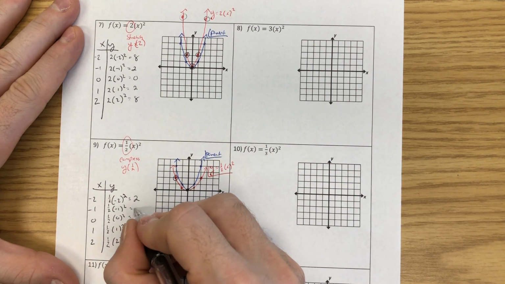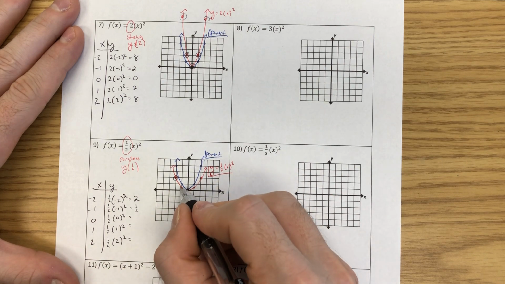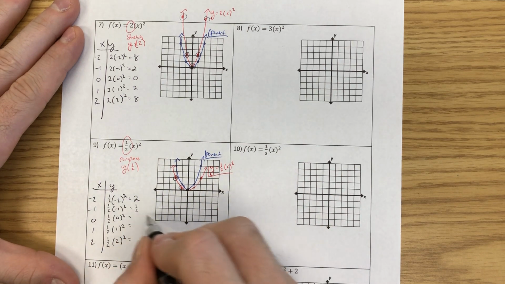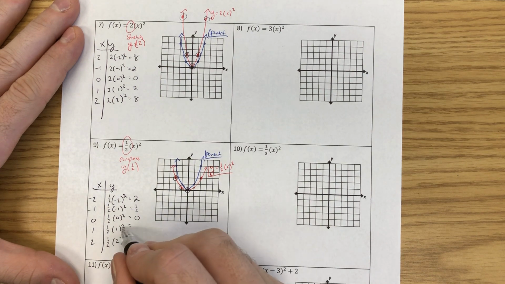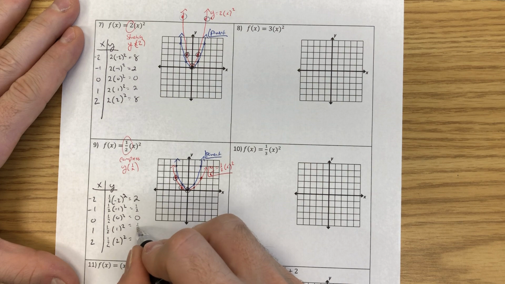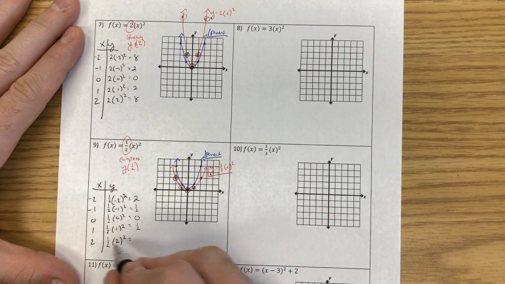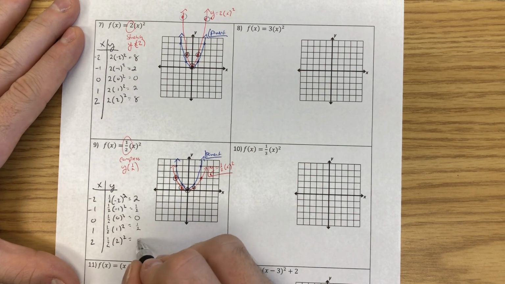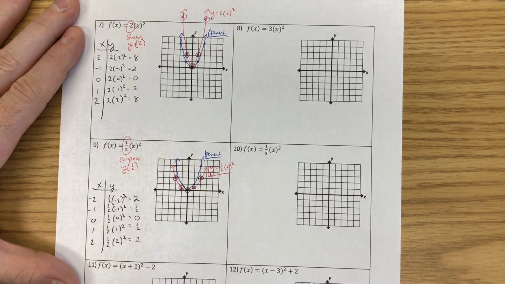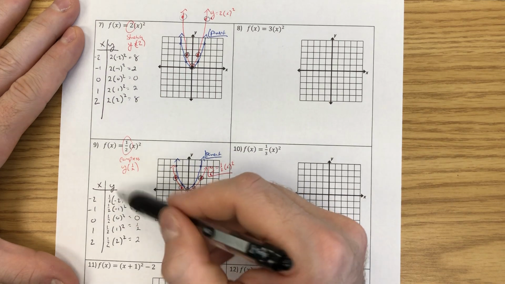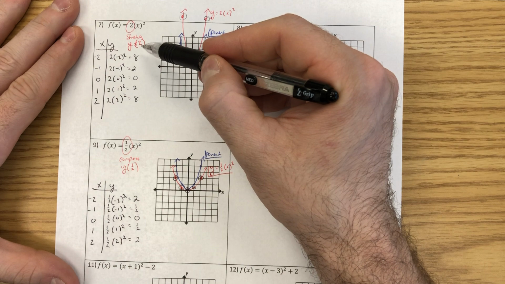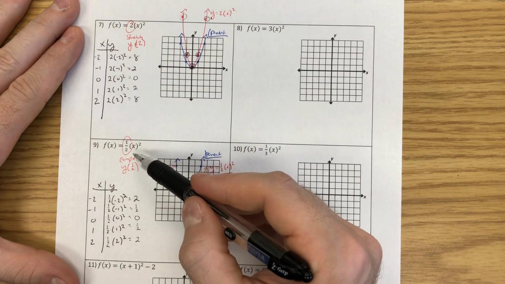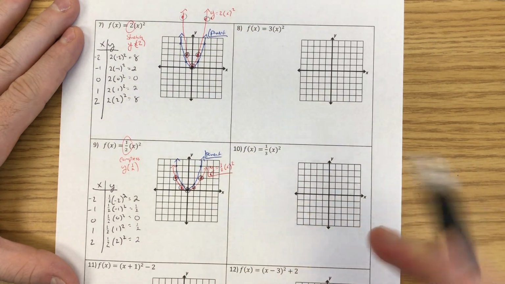-1 squared is 1 times 1/2 is 1/2. So that one checks out. 0 squared is 0. Half of 0 is 0. That checks out. 1 squared is 1. Half of 1 is 1/2. That one checks out. And then 2 squared is 4. Half of 4 is 2. And all 5 points check out. So we know that we can either do it by hand, or we can remember that the number multiplied outside is either going to be a stretch if it's bigger than 1, or a compression if it's smaller than 1.